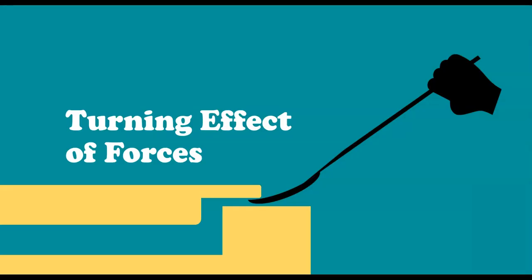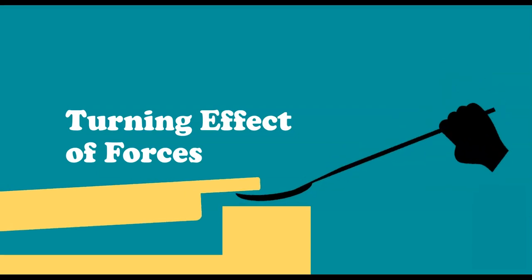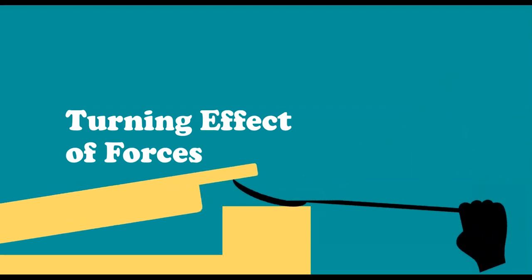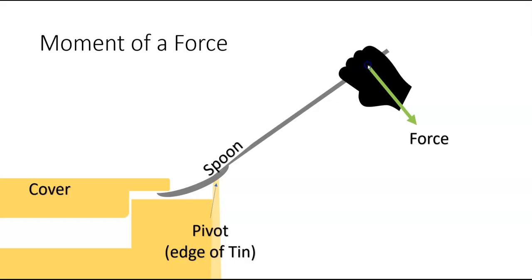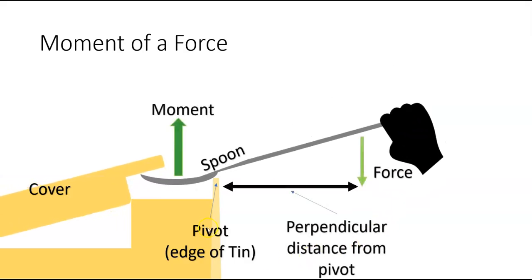In the course of dynamics, we learned that a force can cause an object to start moving, to accelerate, and to change its direction. Today we are going to learn another thing that a force can do. That is, it can make an object turn around. We say that a force can have a turning effect. The turning effect is what we call the moment of a force.